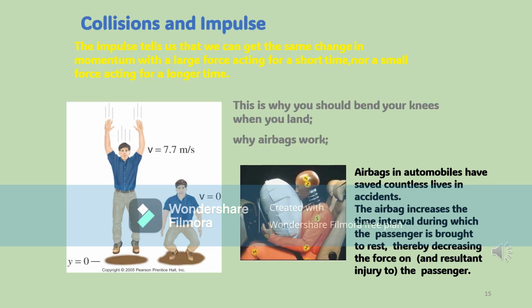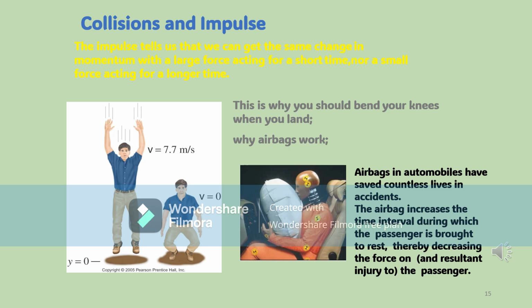Impulse is defined as the product of the force applied to an object and the time duration over which the force is applied. It is given by the equation impulse equals F delta t. Impulse also equals the change in momentum, delta p, of the object. Impulse equals delta p equals m delta v. This tells us that we can achieve the same change in momentum with a large force acting over a short period of time, or a small force acting over a longer period of time.